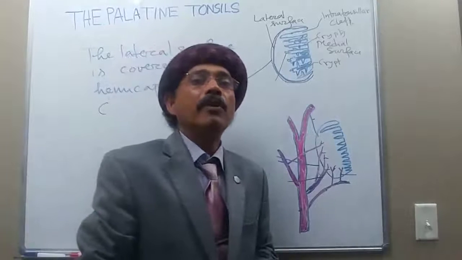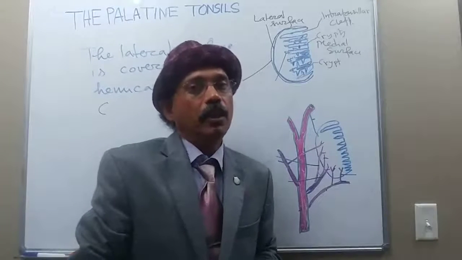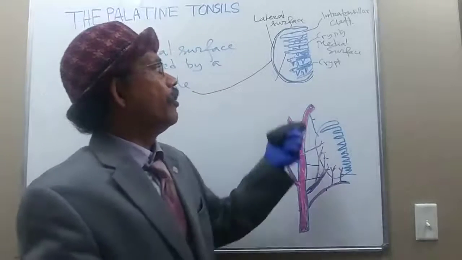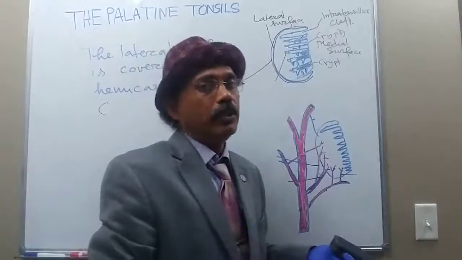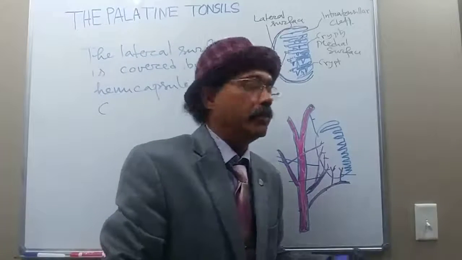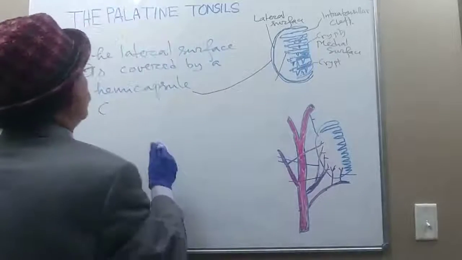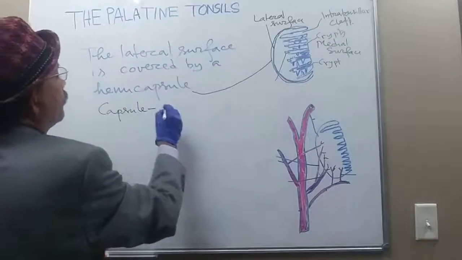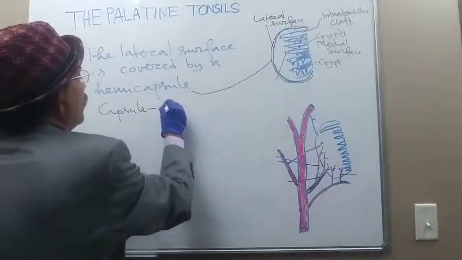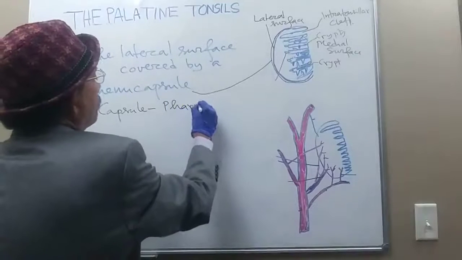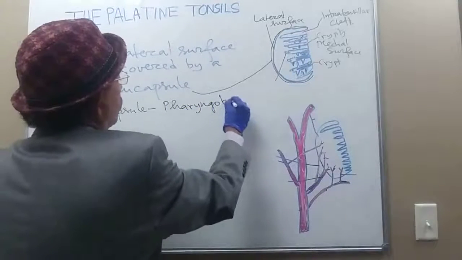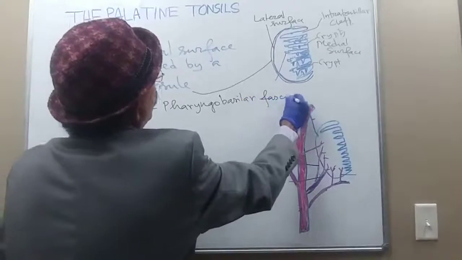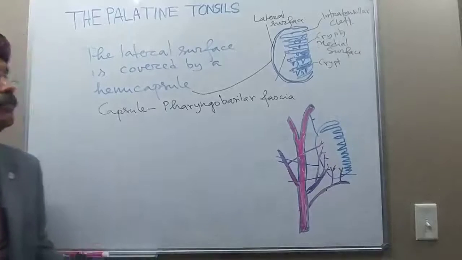It has only efferent lymphatic vessels. It has no afferent lymphatic vessels. The capsule is derived from the pharyngobasilar fascia.